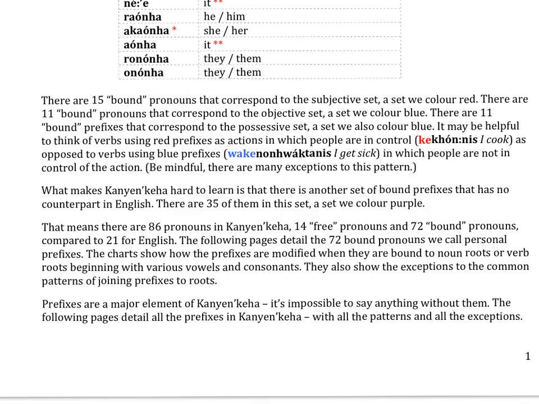It's a lot easier to get a handle on the red and blue prefixes and harder to get a handle on the purple prefixes just because there's so many of them and we don't really have a counterpart to them in English. So it's just important to remember that prefixes, we can't say anything without them in Ganyangeha, so it's really important that you learn how they work. These charts will definitely help you figure out how the prefixes work.